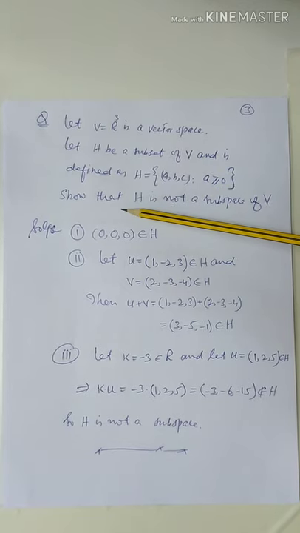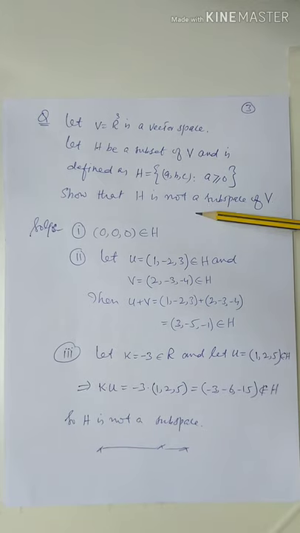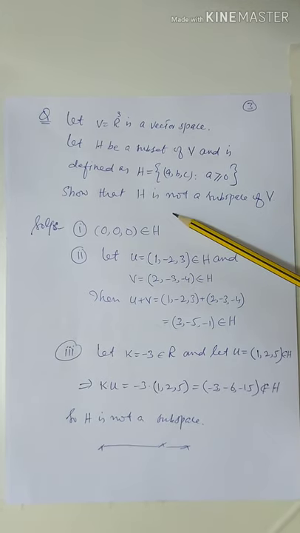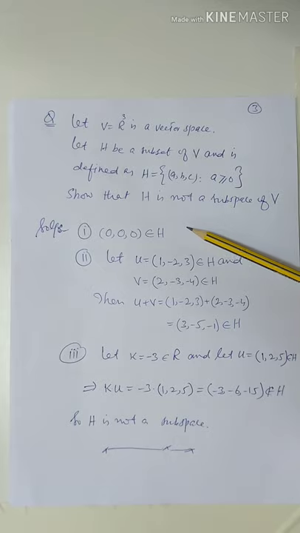So show that H is not a subspace of V. Now here what is the question? You have to prove H is not a subspace. In the previous question, you had to prove H is a subspace. So it means in this case, one of the properties will fail. So let us see which property will fail.